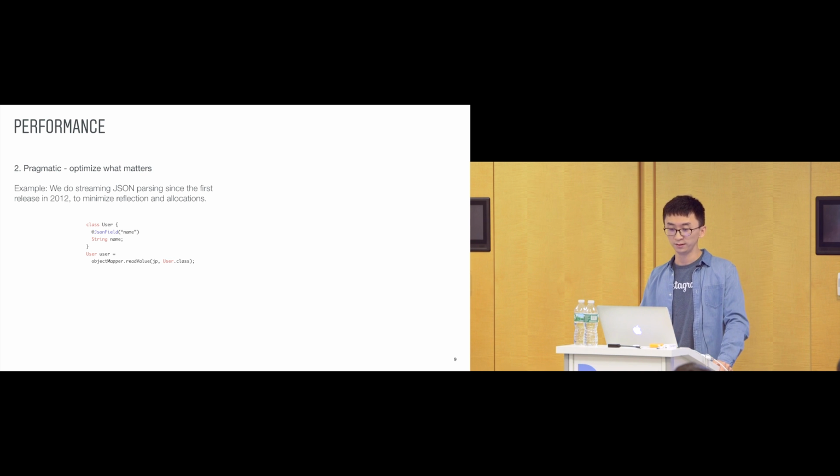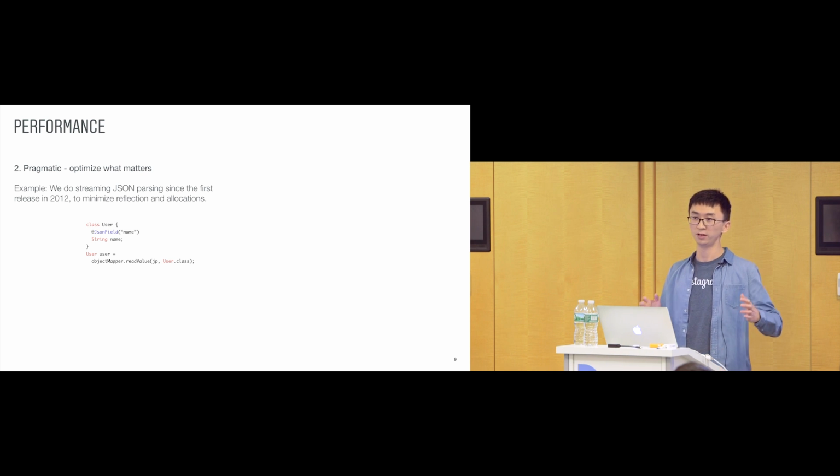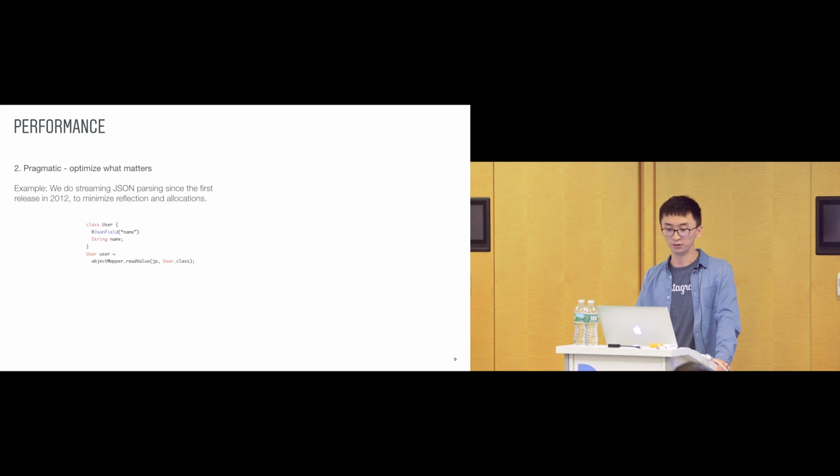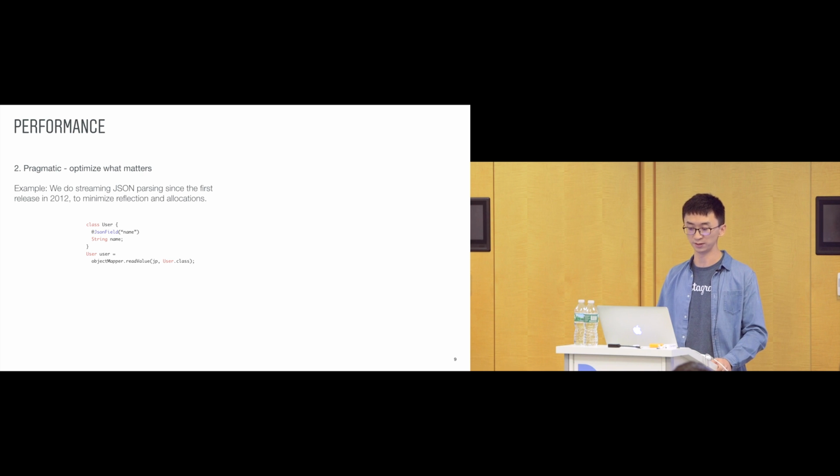So the solution to this performance problem is that you want to do streaming parsing. You basically want to parse your JSON token stream into the model class directly, without any intermediate allocation. And you also want to avoid any reflection calls to look up the annotation on the model class. The typical JSON parsing code would look like something on the left, where you use an object mapper, read a value from the JSON parser, and load it as a class.